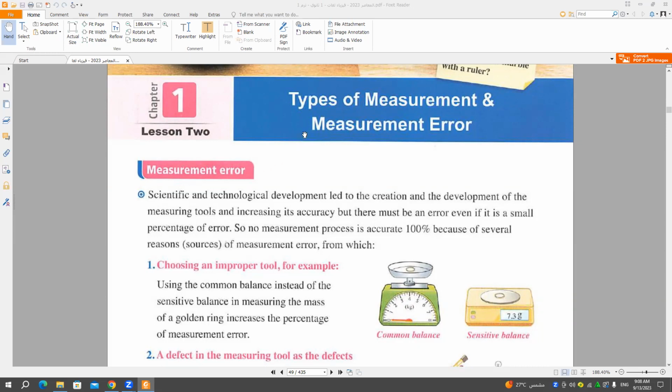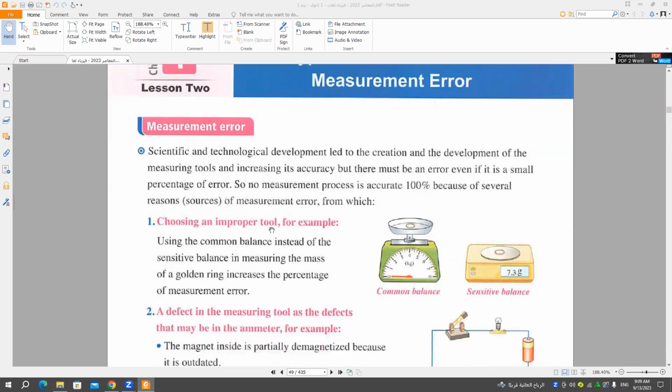Lesson 2 talks about types of measurement and measurement error. Firstly, what is the reason of measurement error? Its reason may be choosing improper tools or unsuitable tools.